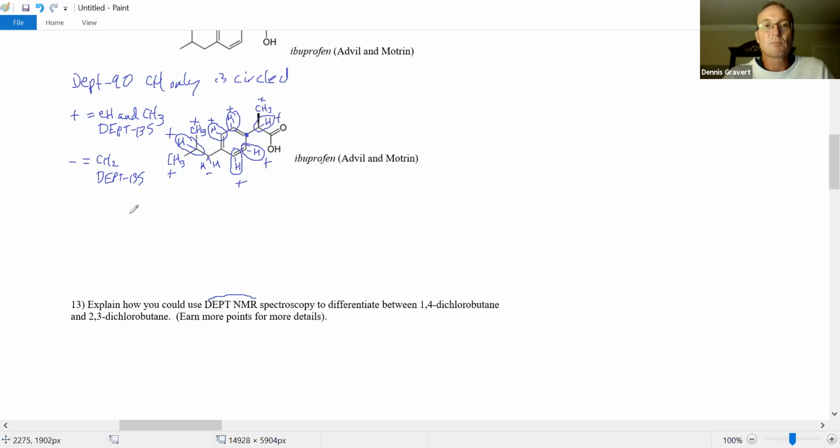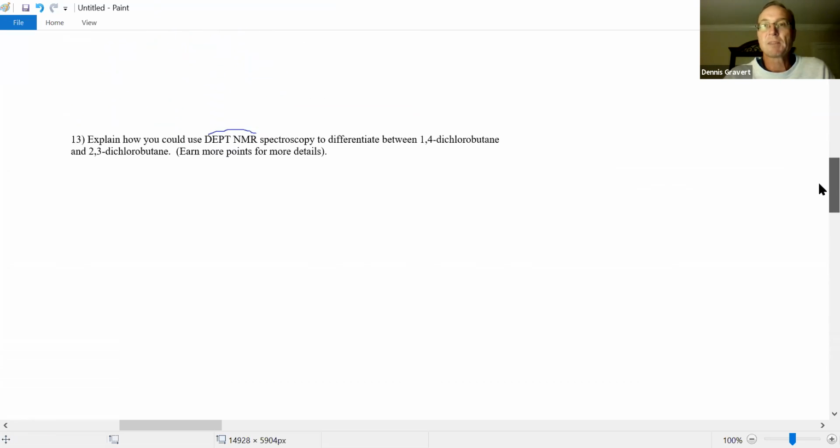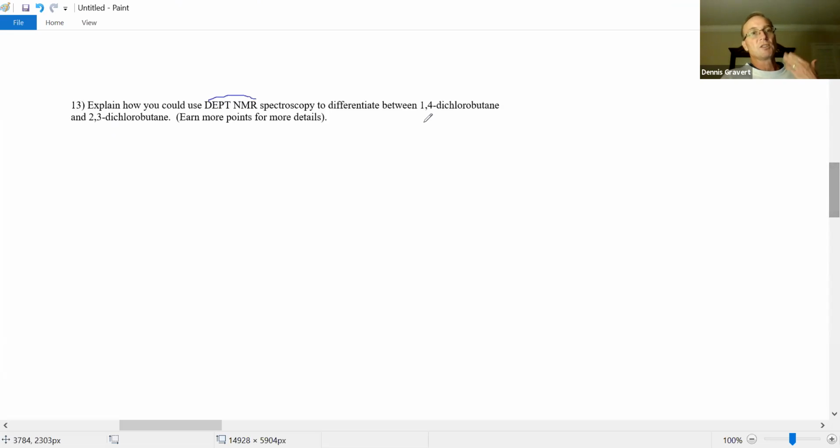You also have the regular broadband decoupled, but this is all DEPT 90, sorry. Oh, carbons that do not have hydrogen do not give peaks in the DEPT NMR experiment. So those are some of the details you can use as you describe how these two molecules have different data in the DEPT NMR.